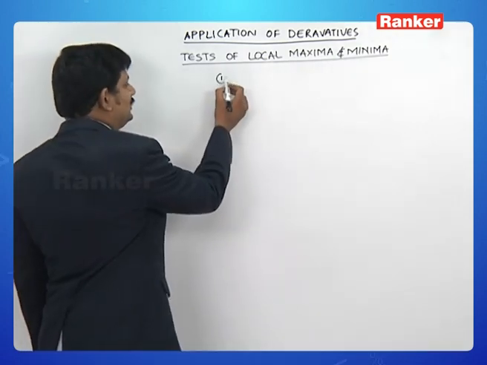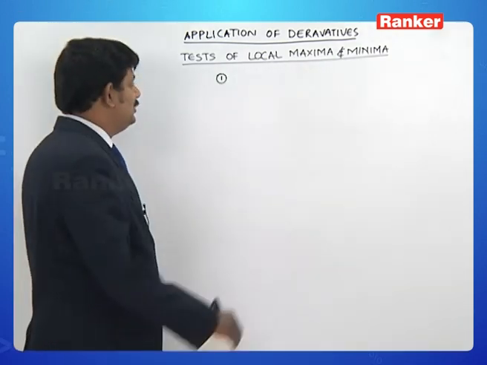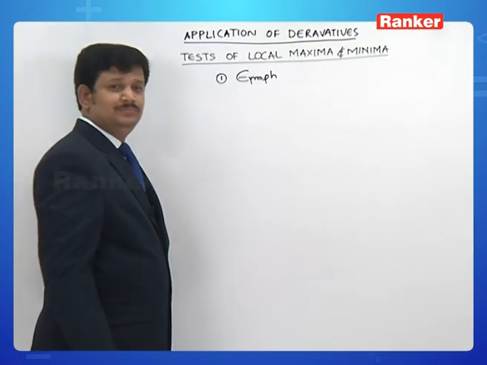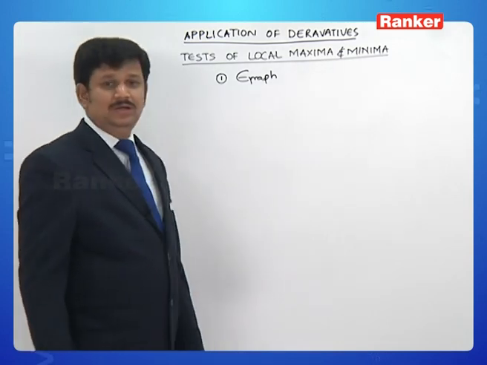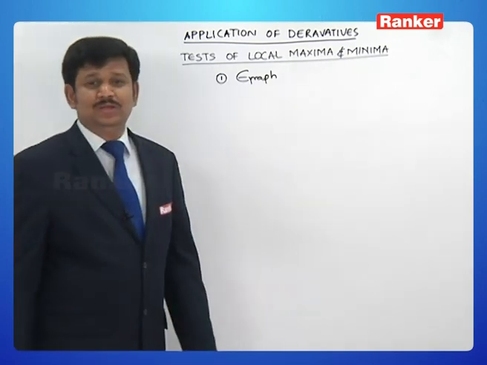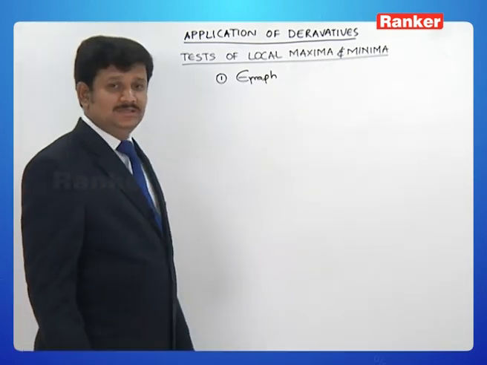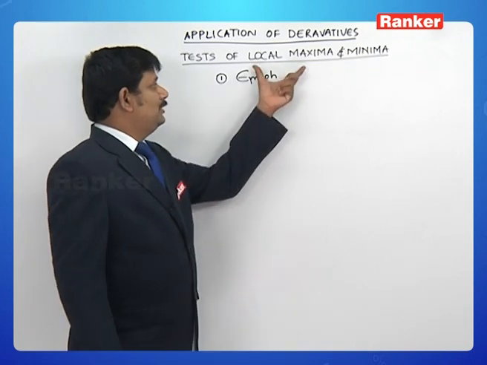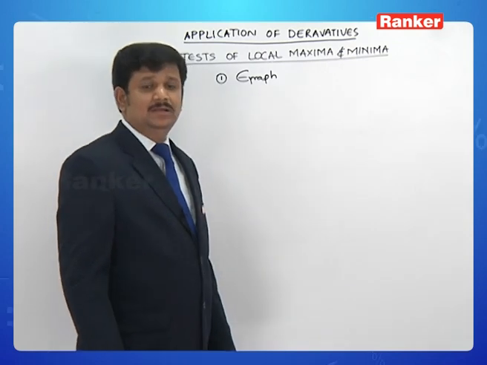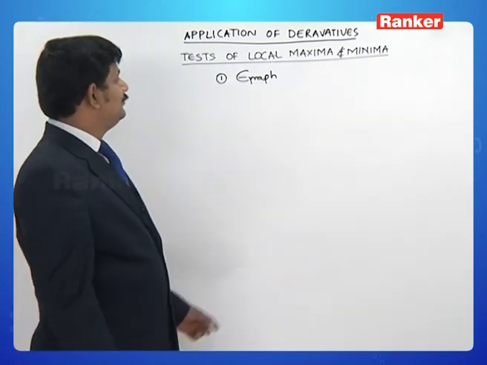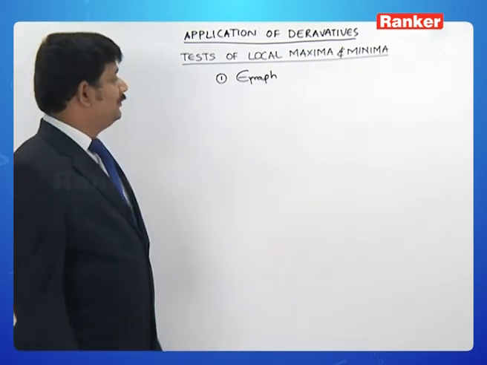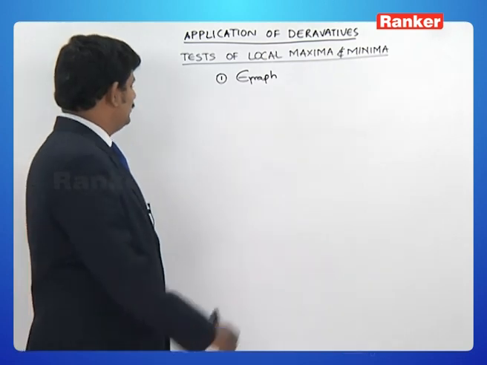The first way in which we can test for local maxima and local minima is obviously by graph, which we already discussed when we were defining local maxima and local minima. If in the graph we identify that f of x naught is more than f of x for all x belonging to the deleted neighborhood, then we say the point is a local maxima. Or on the graph, if we identify that f of x naught is smaller than all values of f of x in the deleted neighborhood, then we say it is a local minima. If none of them happens, it is neither a minima nor a maxima.